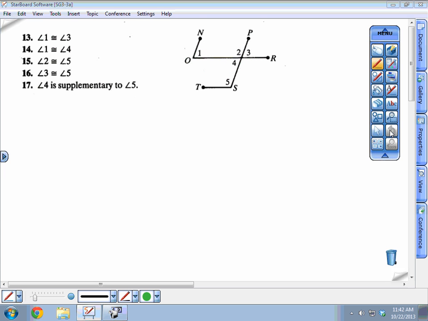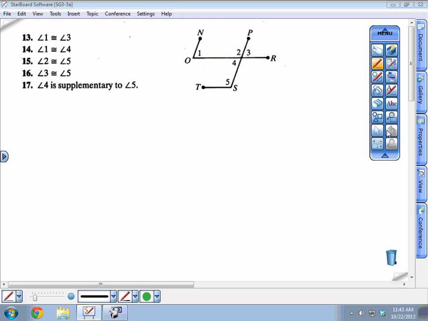Okay, number 2 is congruent to 5. 2 and 5 are congruent. They're corresponding? They are corresponding angles to, here's a transversal, and here are my 2 lines, right? So they are corresponding angles, so segment OR must be parallel to segment TS. Okay?